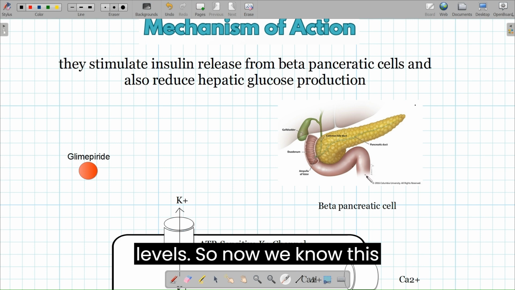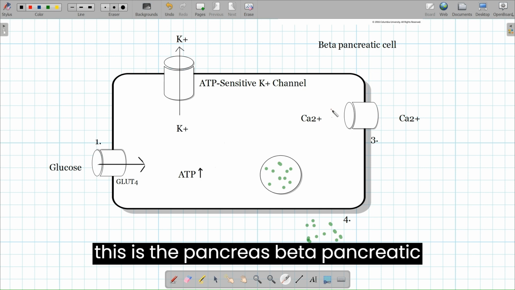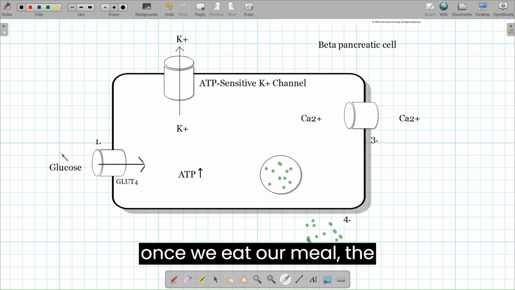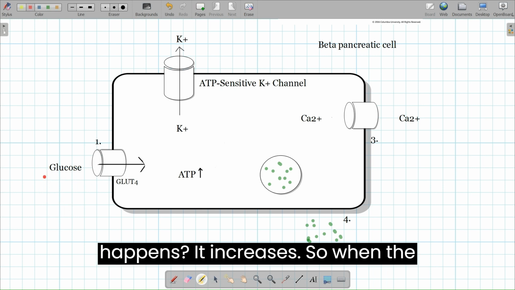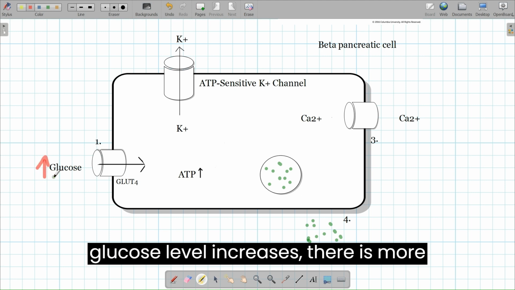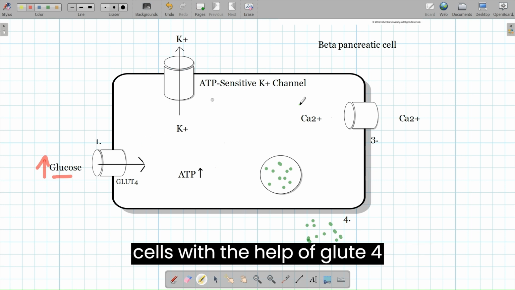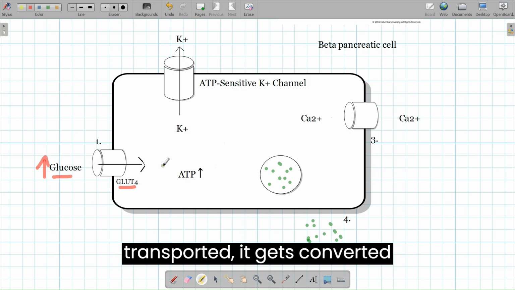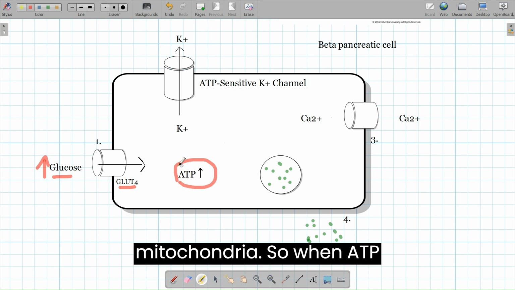Now we know this is the pancreas. Let's assume this is the beta pancreatic cell. Once we eat our meal, what happens to the glucose levels in our body? It increases. When the glucose level increases, more glucose is transported into these beta cells with the help of the GLUT4 transporter. Once the glucose is transported, it gets converted into ATP. So more ATP is produced within the cell with the help of mitochondria.